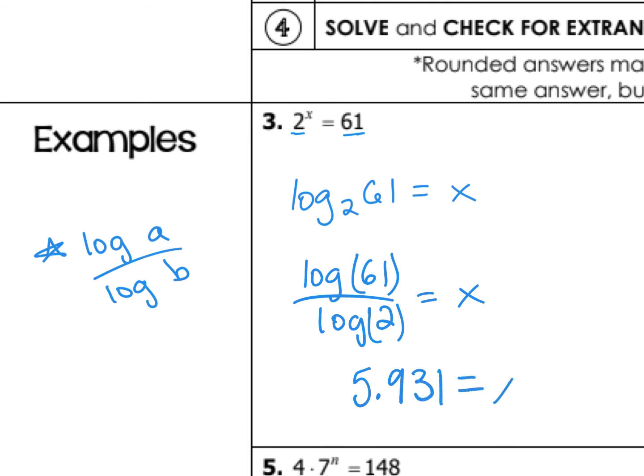5.931. Did everybody get 5.931? Anybody not get 5.931? Everybody? Okay, cool. That's how these work.